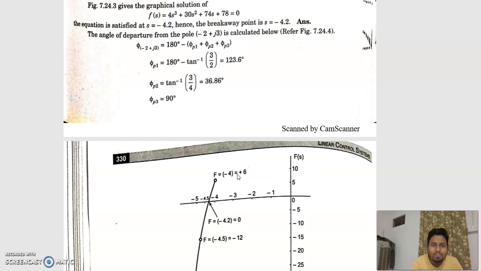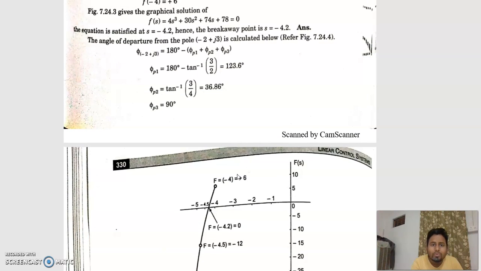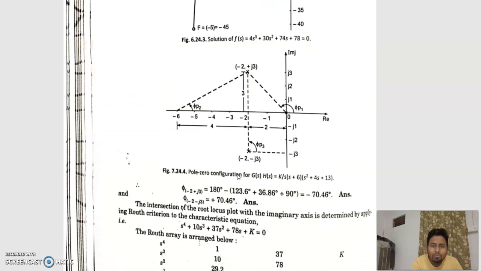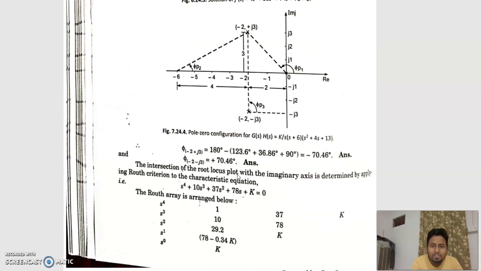So put all these three values in the above equation, that is 180 minus something, phi 1 plus phi 2. So we will obtain the angle of departure. Due to minus 2 plus 3j, it will be minus 70.46, because these are the complex conjugate poles, minus 2 plus 3j and minus 2 minus 3j.